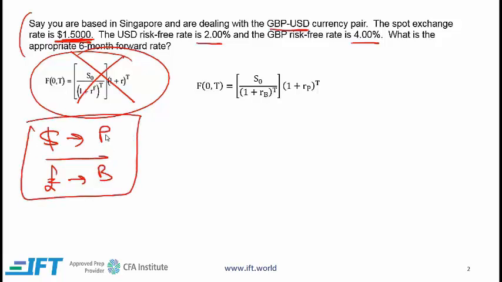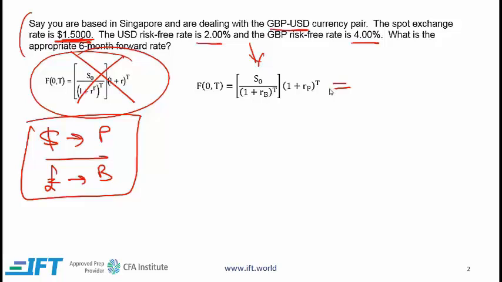Once you are clear about the price currency and the base currency, then use this formula. The forward rate is the spot rate divided by 1 plus the rate for the base currency to the power of t, multiplied by 1 plus the rate for the price currency to the power of t. So you can simply plug in the numbers and get this answer.